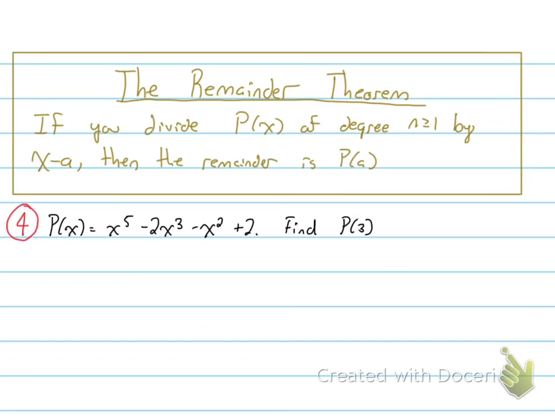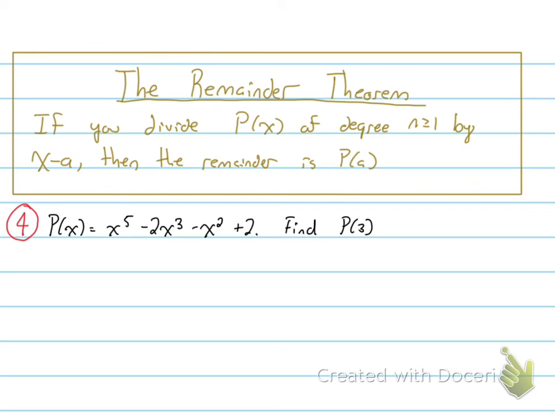So let's look at a final example here. I have the equation x to the 5th power minus 2x cubed minus x squared plus 2, and I want to find the value of p of 3. Now again, you might be thinking, literally, why would I do this? I could just plug this into my calculator, which is a great way to double check.